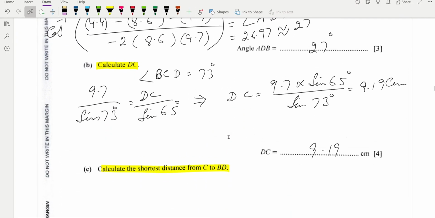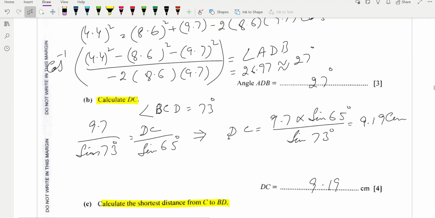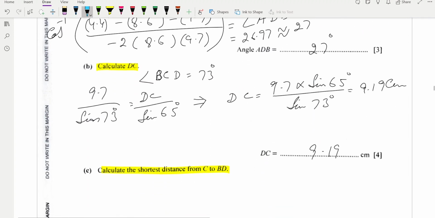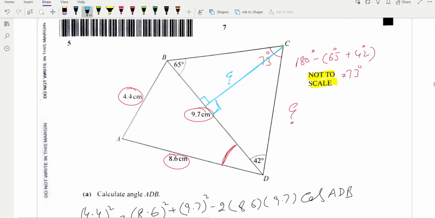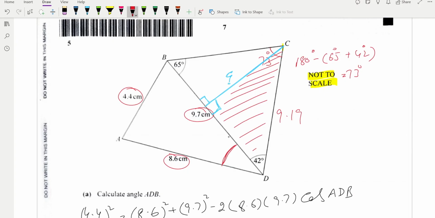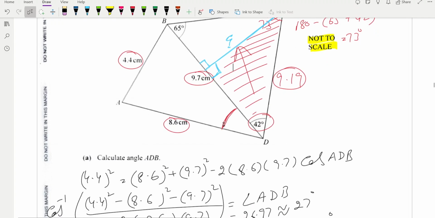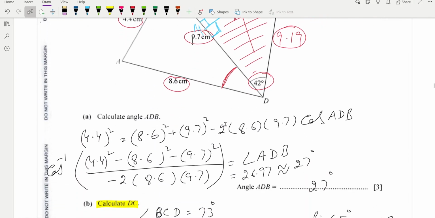Now we have to find the shortest distance from C to BD. So this side is basically required. So we got this one, which is DC, which is 9.19. So this side is 9.19. Now we can consider this triangle, and in this triangle we have this side, we have this angle, so we can write this is opposite. So opposite over hypotenuse will be what? We can take this point as M. So this point we have taken as M. So CM over CD.